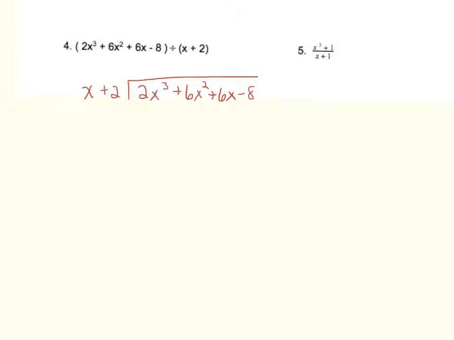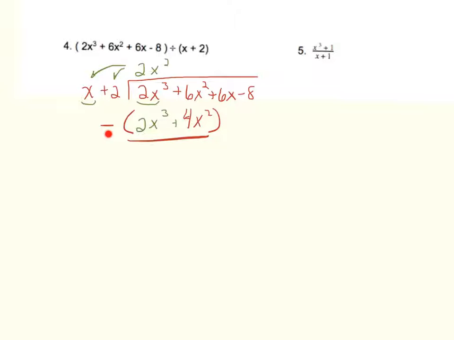I'm going to repeat the process I just did. I'm going to start by saying, what do I have to multiply x times to get 2x cubed? That's a 2x squared. And then I distribute that to my divisor. I get 2x cubed, and 2 times 2x squared would give me 4x squared, and then I subtract.